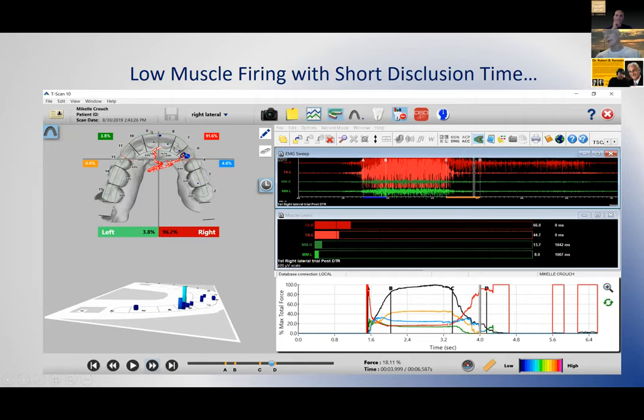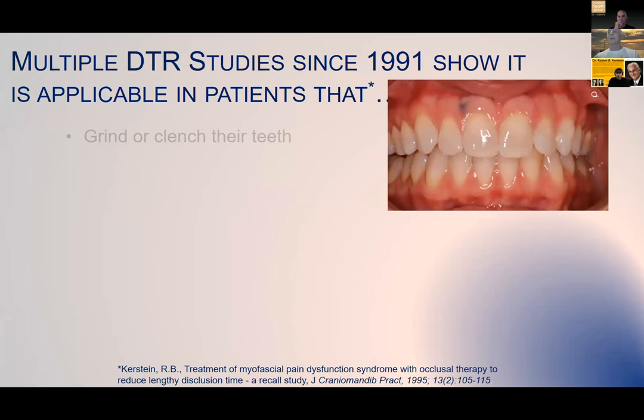And there you see again, the red takes control, but the blue and the orange are in there. There's no zero disclusion time. And those people that are advocating immediate posterior disclusion, you don't have it. Trust me. You put the T-Scan sensor in there, you won't see it. I've been looking at it for years. So we've been studying this since 1991. We have over 50 papers, many of them hard science, numbers, and tables, and data sets.